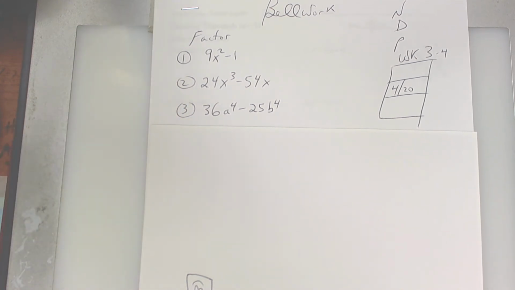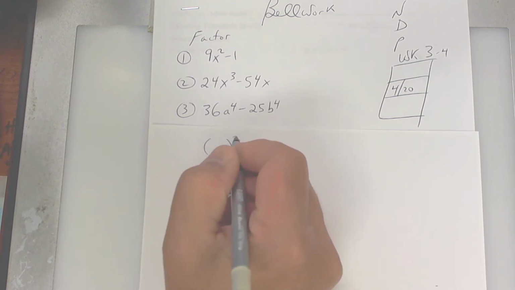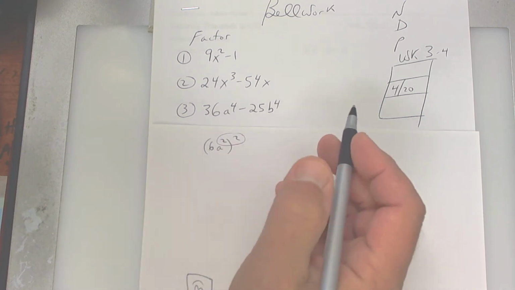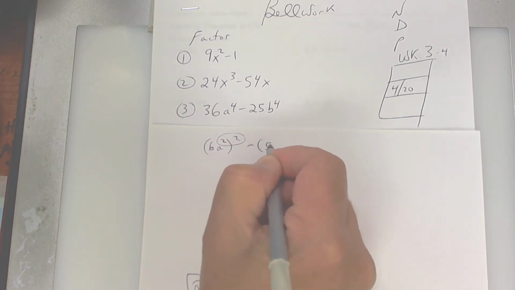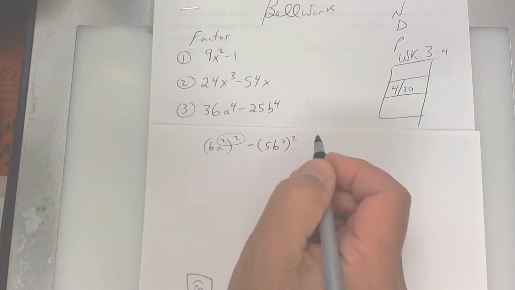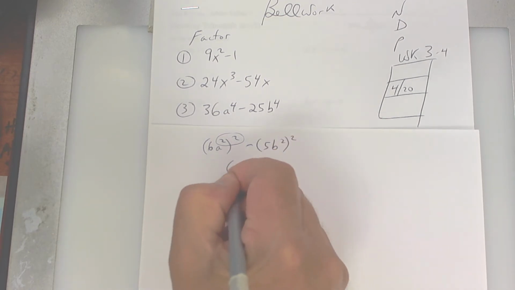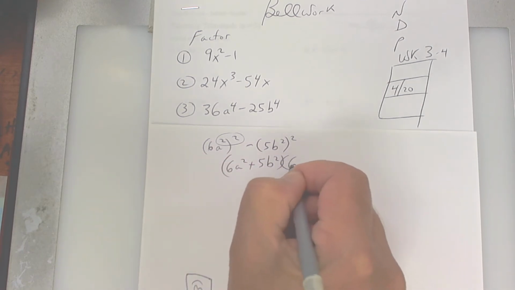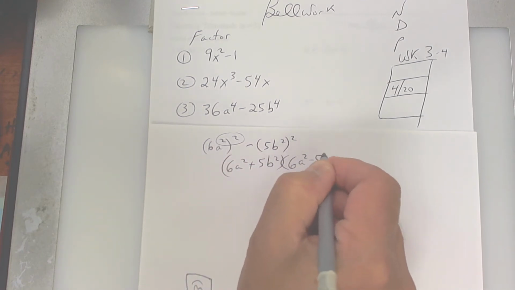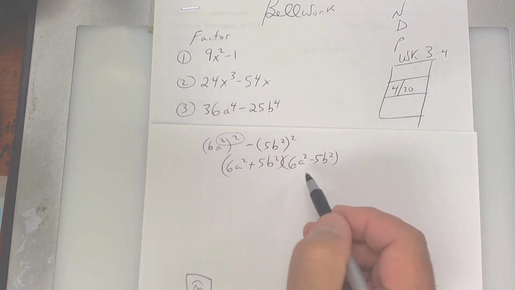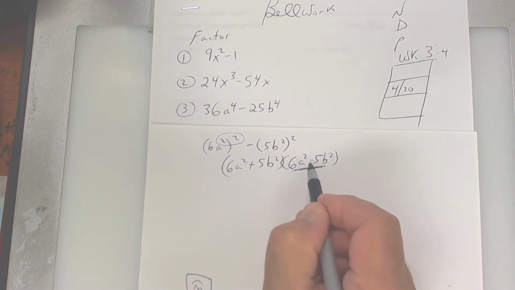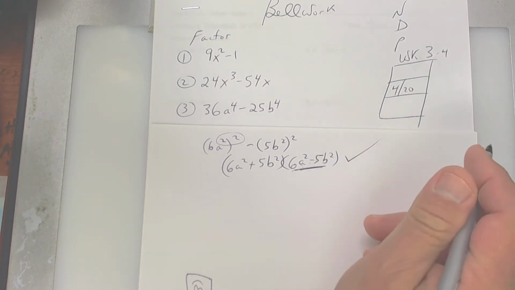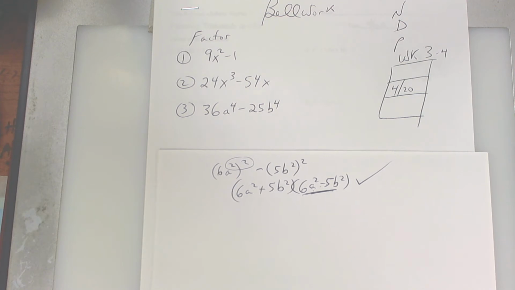This one right here is a perfect square. So it's going to be 6a squared, squared. Power to a power, you multiply and get 4. This one right here is going to be 5b squared, squared. So your answer is going to be 6a squared plus 5b squared times 6a squared minus 5b squared. And then you can try to factor this a little bit further. This is a perfect square, but 5 and 6 is not. So really, that's all you can do, and there's your answer. But you got to try.